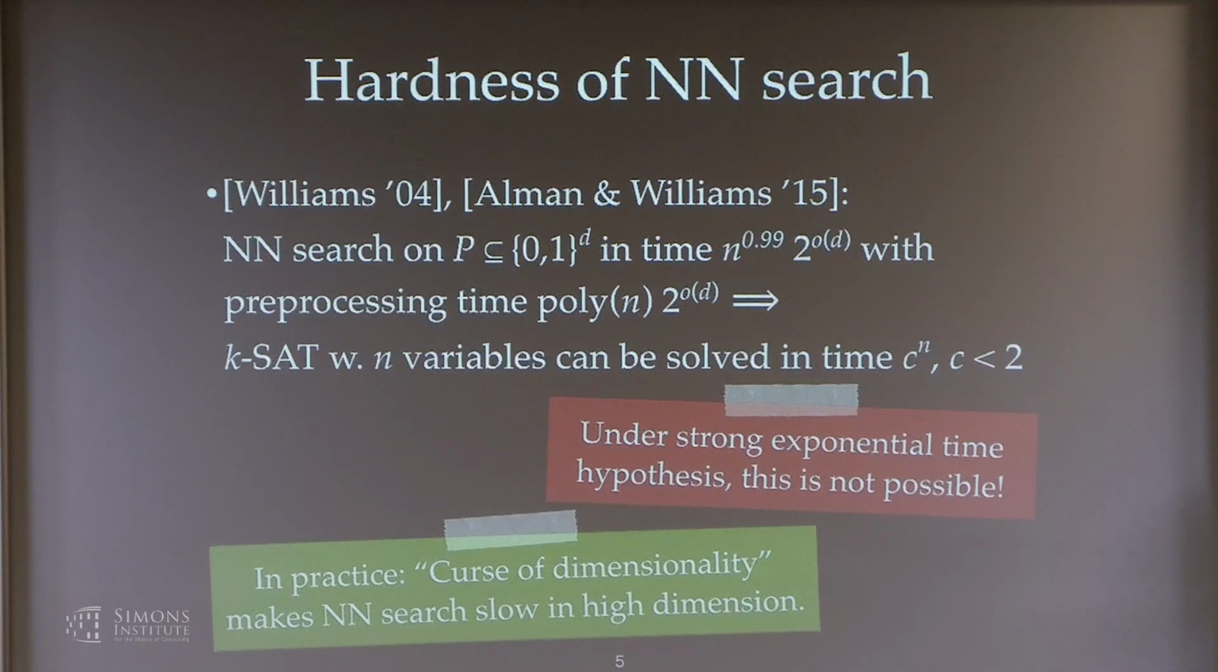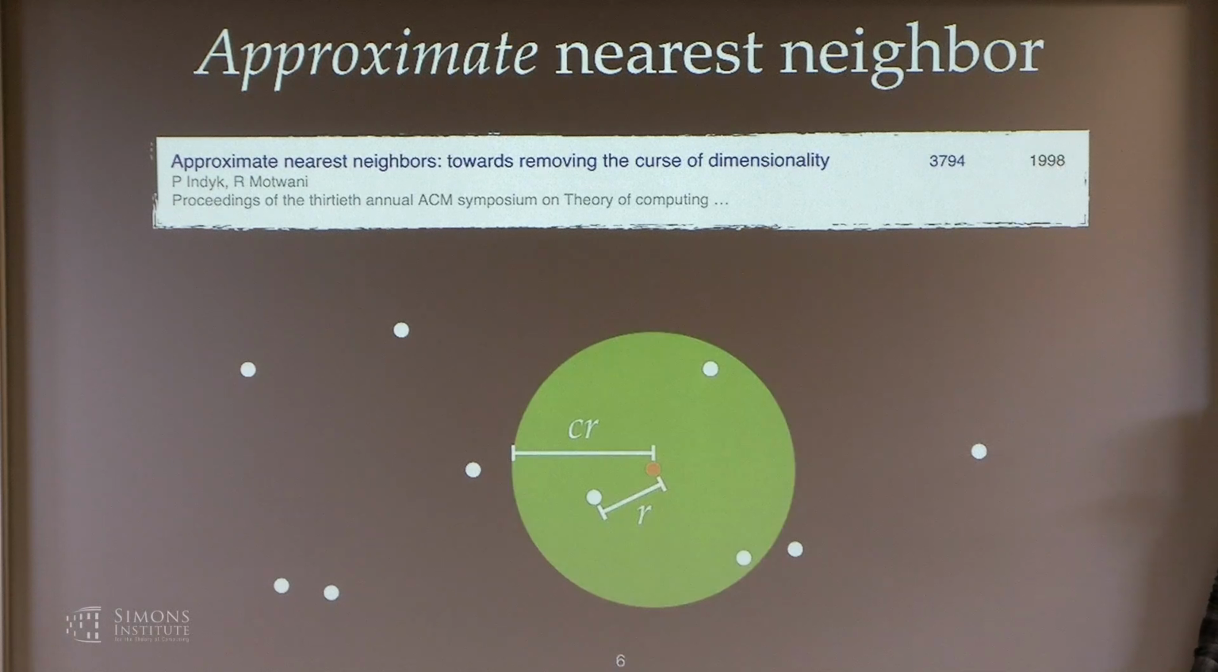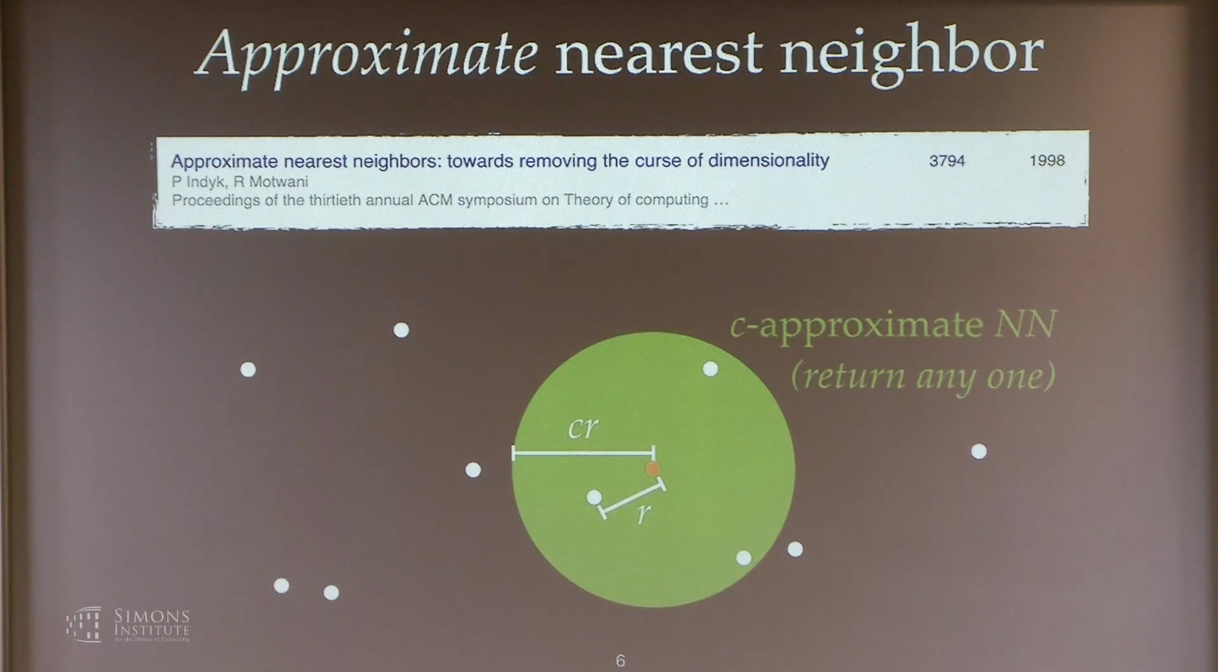Well, you can look at approximate nearest neighbor. This paper by Indyk and Motwani, almost 20 years old now, started this line of study. So what is the idea here? Suppose that the nearest neighbor is at distance r. Then we allow a little bit of slack, so we actually consider a larger ball of radius cr, and any point within this larger ball is a valid answer.